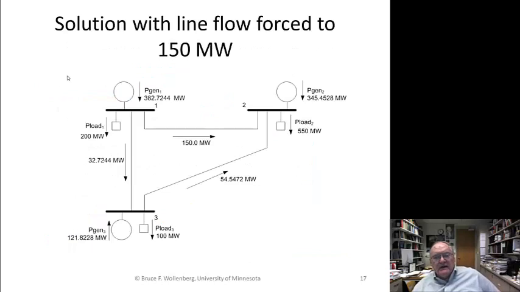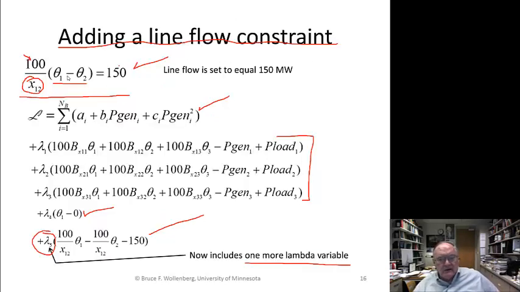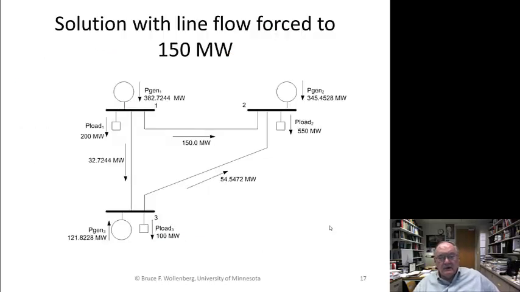When I solve that, and you solve it the same way, you take the derivative of L with respect to P gen 1, 2, and 3, with respect to the thetas, with respect to the lambda 1, 2, 3, 4, and 5. And you'll get enough equations to solve them. They're all linear equations. And when you solve them, you will get a solution where this flow is now limited to 150 megawatts.